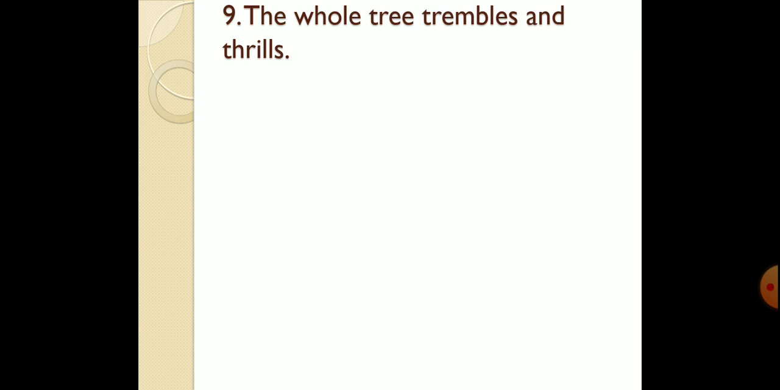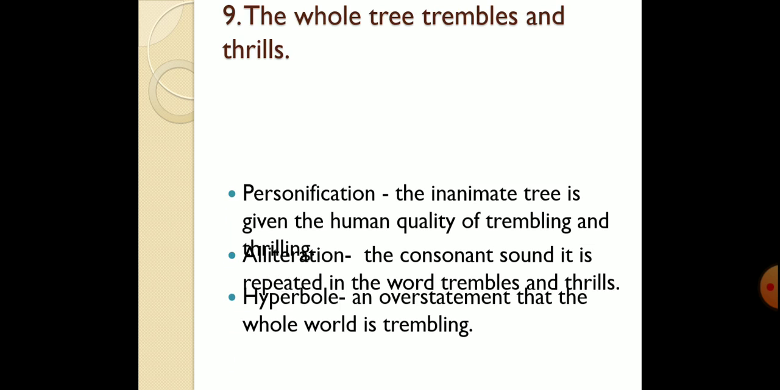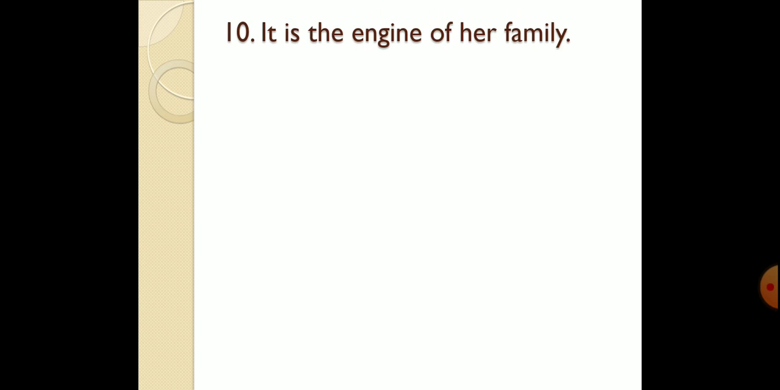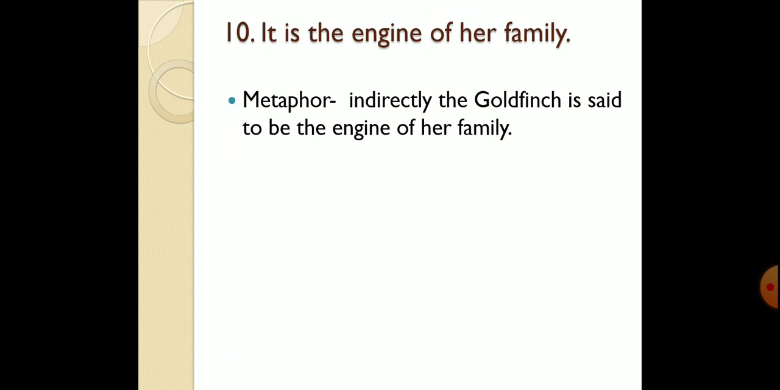Ninth one, the whole tree trembles and thrills. So the figure of speech over here is personification, that is the inanimate tree is given the human quality of trembling and thrilling. The next one is alliteration, that is the consonant sound T is being repeated in the words like tremble and thrills. The next one is hyperbole, that is an overstatement that the whole world is trembling. Next one, it is the engine of her family. That means the first figure of speech over here is metaphor, that is indirectly the goldfinch is said to be the engine of her family.